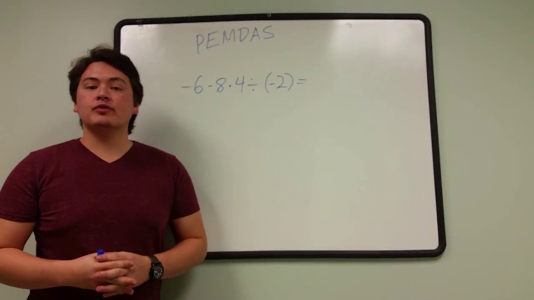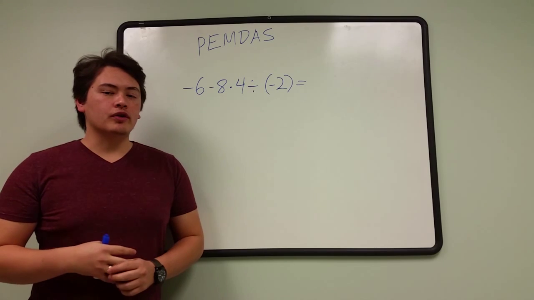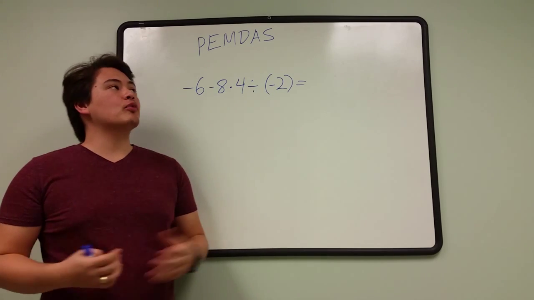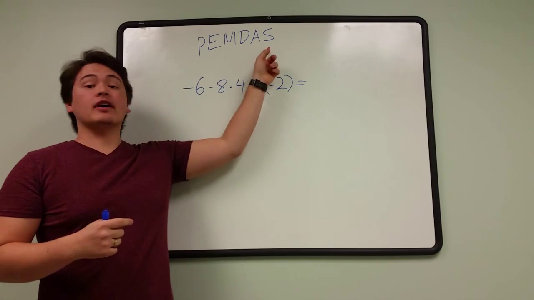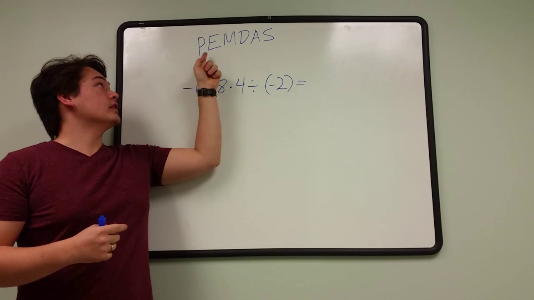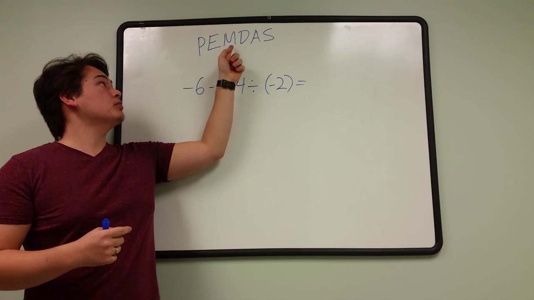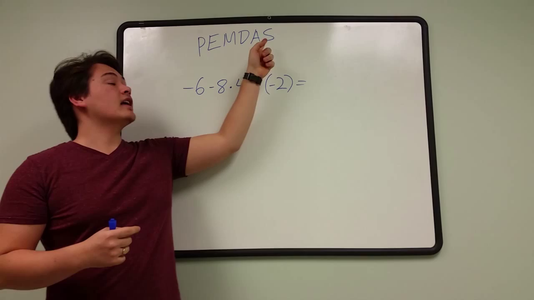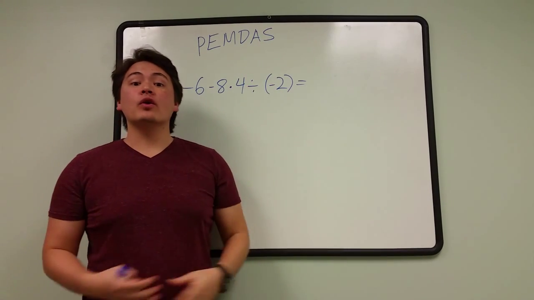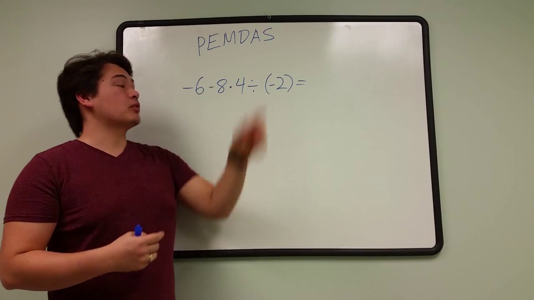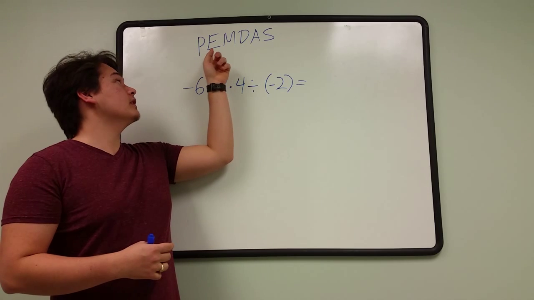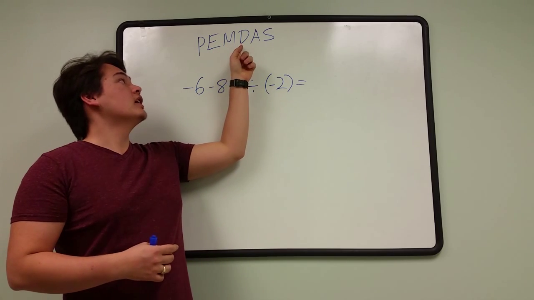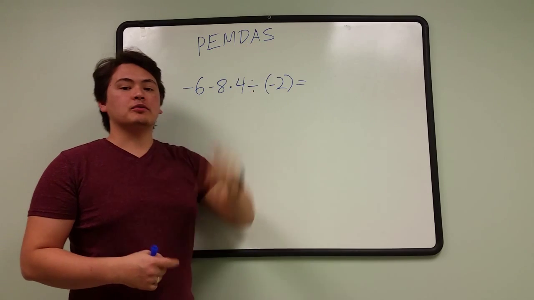The order of operations is PEMDAS, which is parentheses, exponents, multiply, divide, add, and subtract. It is the order in which you tackle this problem. So we would start with parentheses, then exponents, then multiply, divide, then add, and subtract.